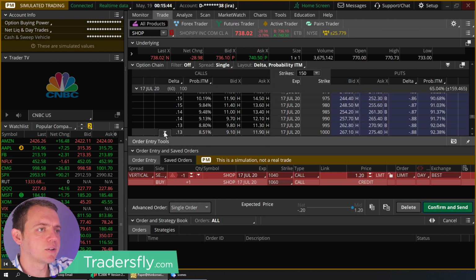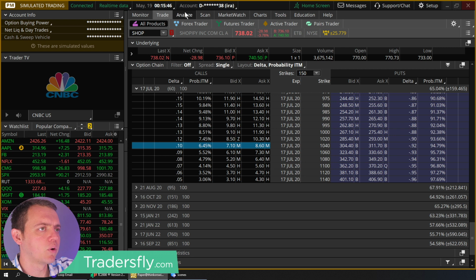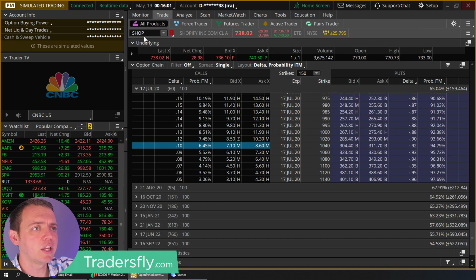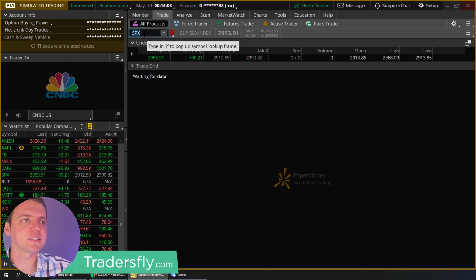Let's just double check here. But yeah, 1040. And the other one is, yeah, 530. So it looks a little funny here, but that's really our basic 10 delta on both sides setup trade. I can do this also as a single trade. I will show you how to do this on the S&P real quick, just so you can see it.